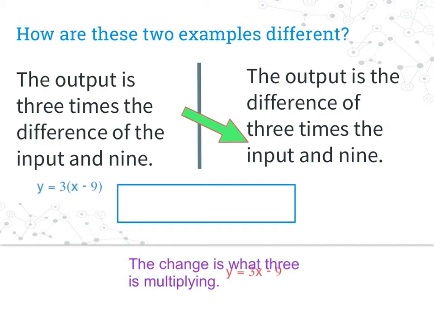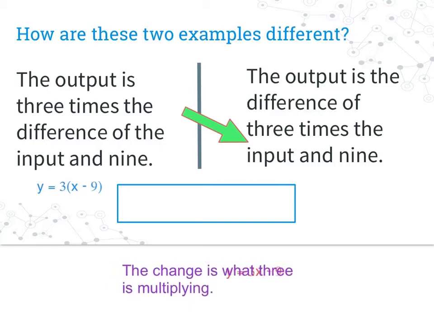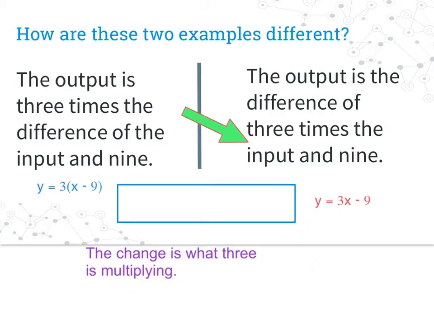The first equation says y equals 3 times the difference of x and 9, or the input and 9. So it's multiplying 3 with parentheses around the x minus 9. Because what is the 3 multiplying? It's multiplying the difference, so the difference, subtraction, of the input and 9. The second problem says the output is the difference of 3 times the input. So 3 times the input is going to be 3x and 9. So in this case, I'm going to have y equals 3x minus 9.